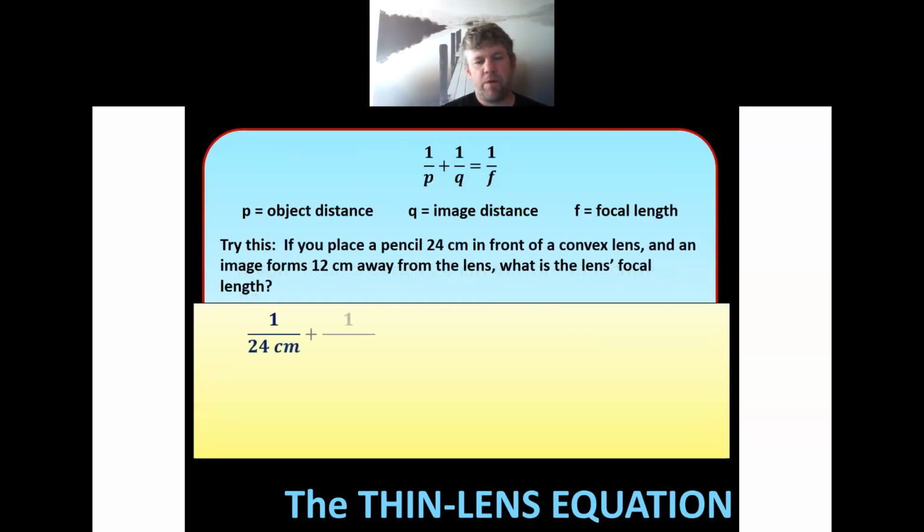All right. So we've got 1 over 24 plus 1 over 12 equals 1 over f. Now the object is the 24 centimeters. The image, you can see, forms at 12 centimeters. Again, read contextual clues out of the problem and try to pull those. So the pencil is 24 centimeters in front. That means that's the object, all right? An image forms, that's going to be the q portion of this, and then it's asking for the focal length.